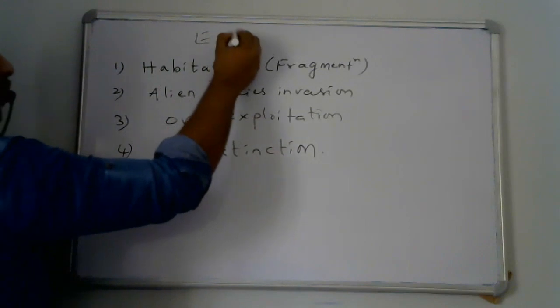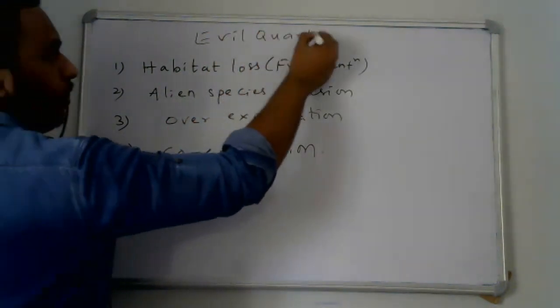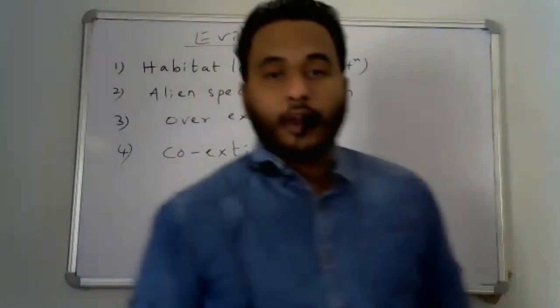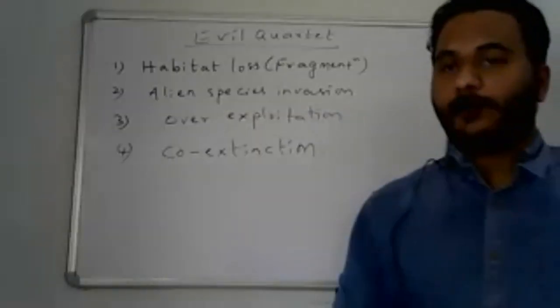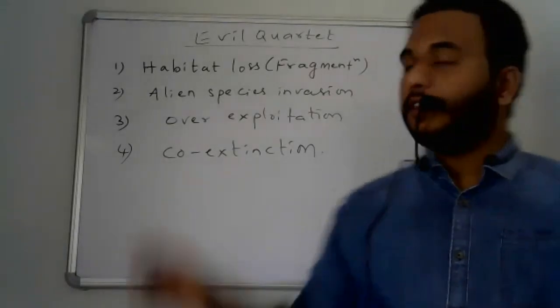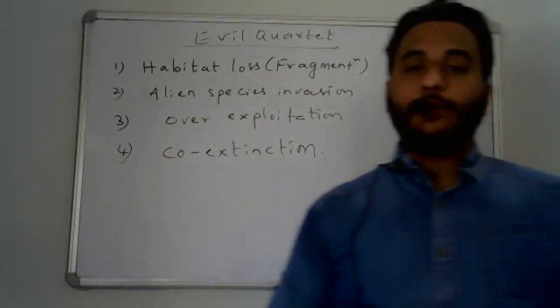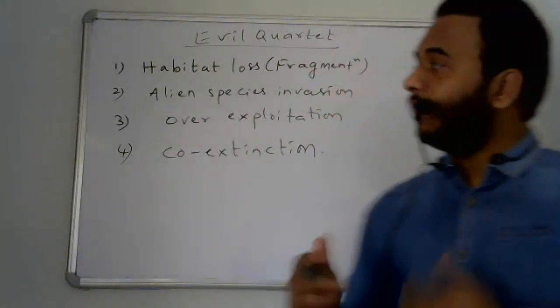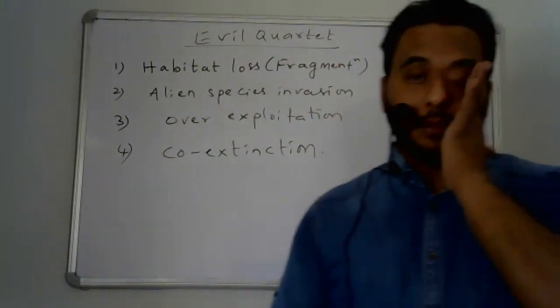So these all four reasons together are called the evil quartet for the loss of biodiversity. For the loss of biodiversity, these are four reasons. Okay. So we will just revise what we discussed, just for memory purpose.